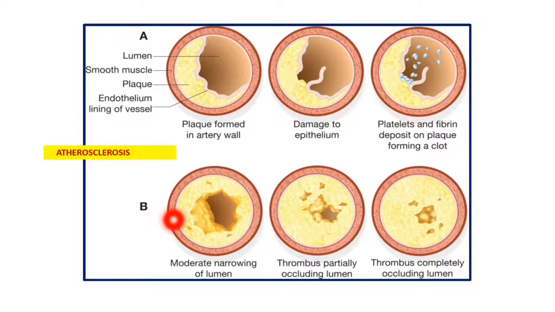Then the mesh formation progresses, moderate here, and particularly here, complete cessation, occluding the lumen of the artery. Here there is a complete thrombus completely occluding the lumen. So there is no blood supply, and no oxygen and nutrition supply, and that leads to the death of that muscle.